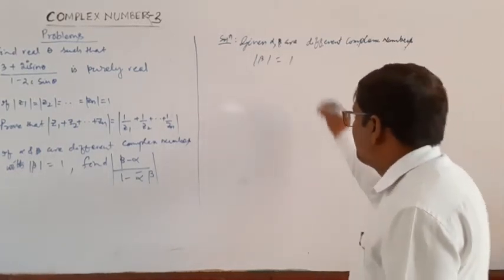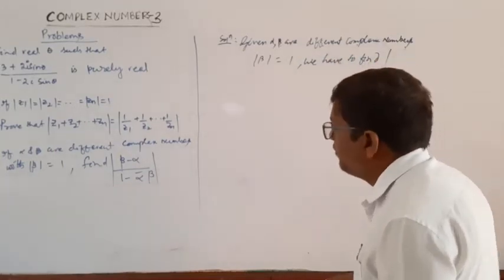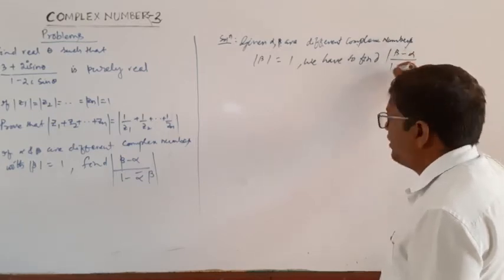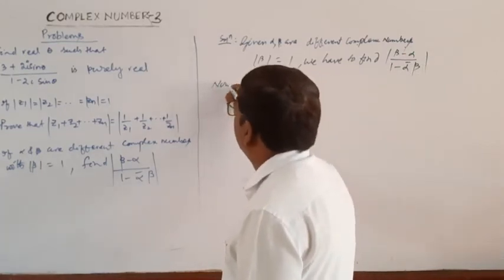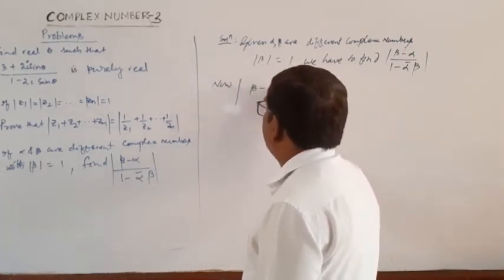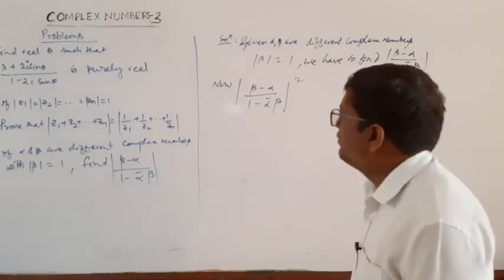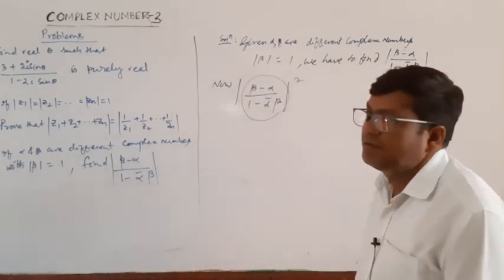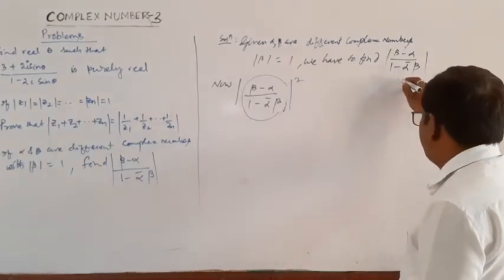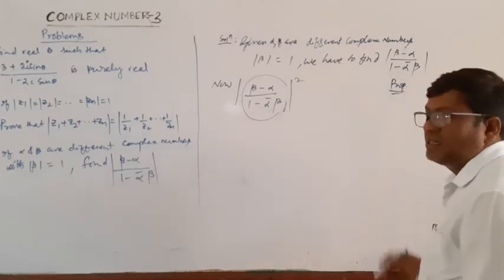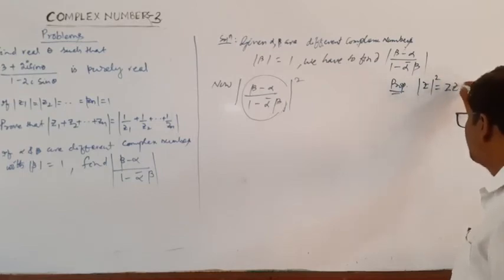To find, we have to find the modulus of (beta minus alpha) divided by (1 minus alpha bar beta). Now |(beta minus alpha) divided by (1 minus alpha bar beta)| whole square. Suppose this is z. By the property, which is an important property: |z|² is equal to z times z conjugate.